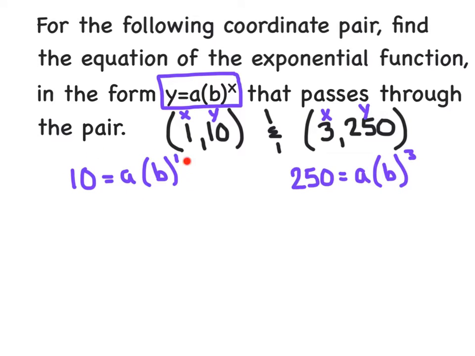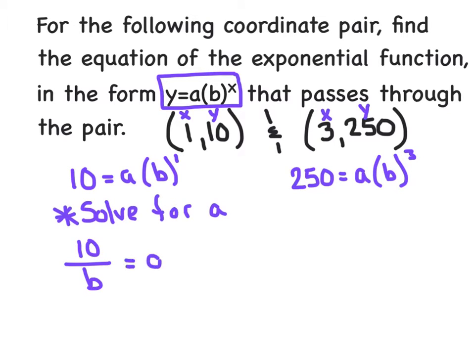What I'm going to do is pick my first one, just because the numbers are a little smaller, more manageable, and I'm going to solve for the letter A. Okay, so let's make that note here that we're going to try to solve for A. In order to do that, I'm going to divide both sides by b to the first power. So 10 divided by b equals A.